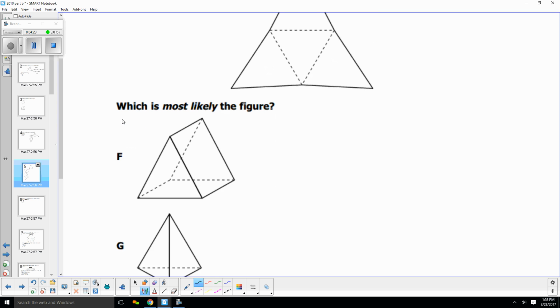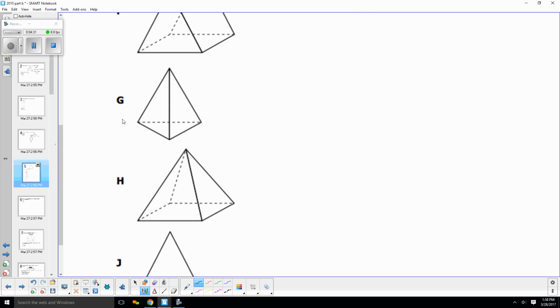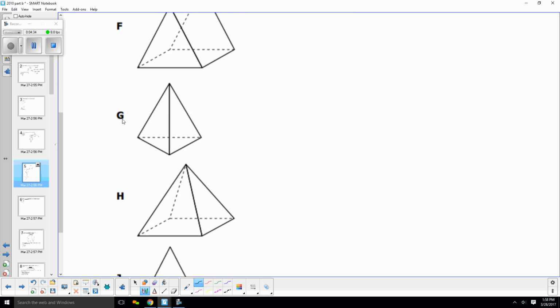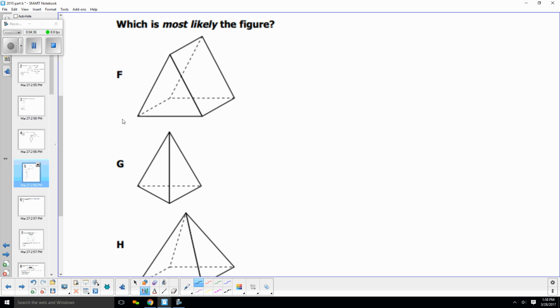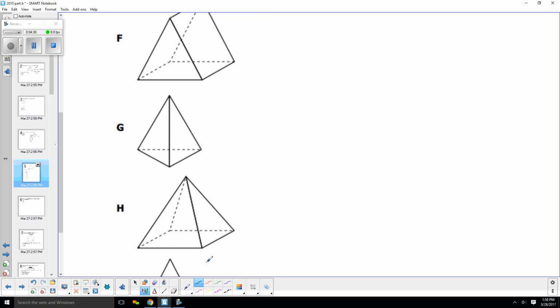Three. So when I look down here, between F, G, H, and J, which one do you think it might be? Look at the base of H. What is the base of H? It's a square or a rectangle. Is that what our base needed to be? No. So what would it be? G. G has my triangular base, and then it has three sides of triangles to come up to the top. So G is your answer.